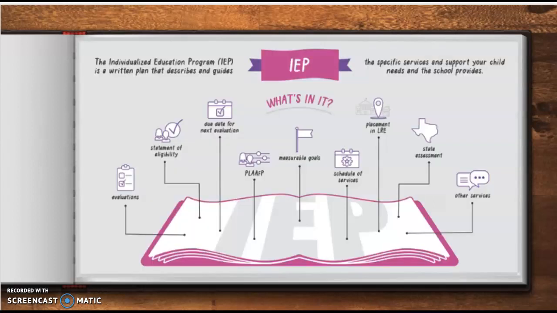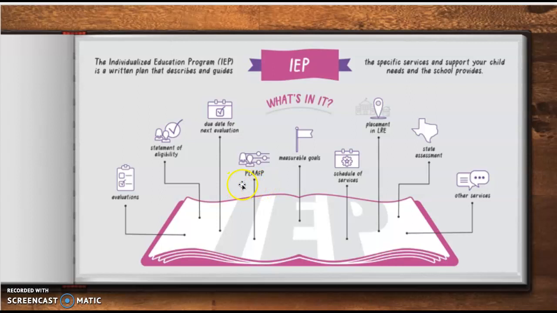An IEP has the evaluations of the student, a statement of eligibility based on those 13 categories that the student qualifies under. There are due dates for those evaluations and when the annual review is to be conducted. And the PLAAFP, which is what we're going to talk about in this video.